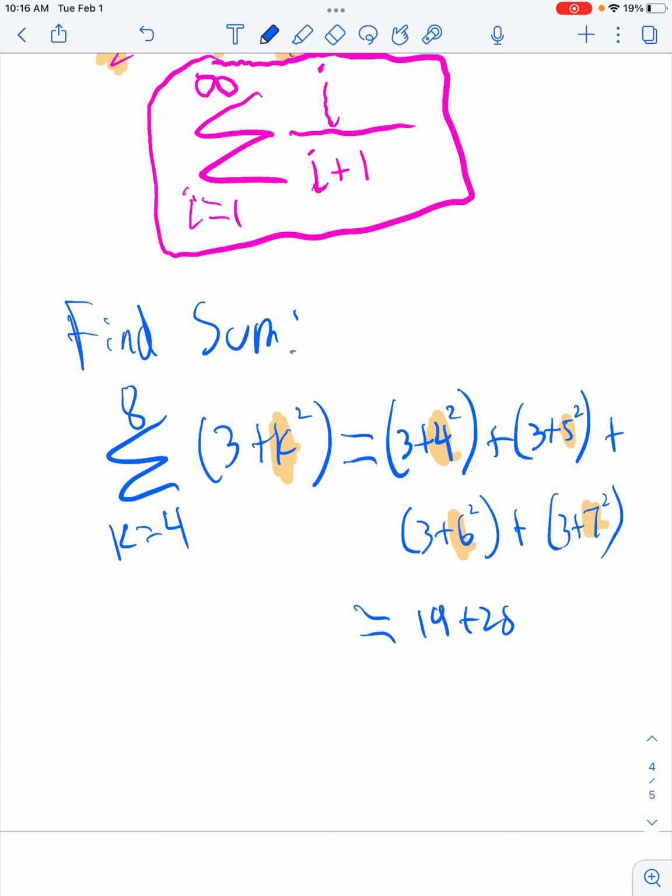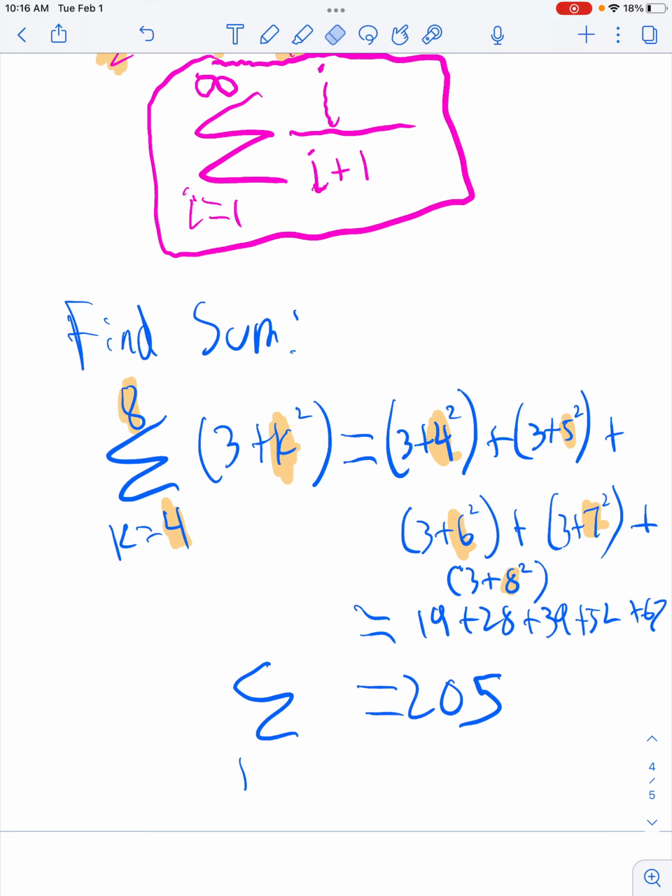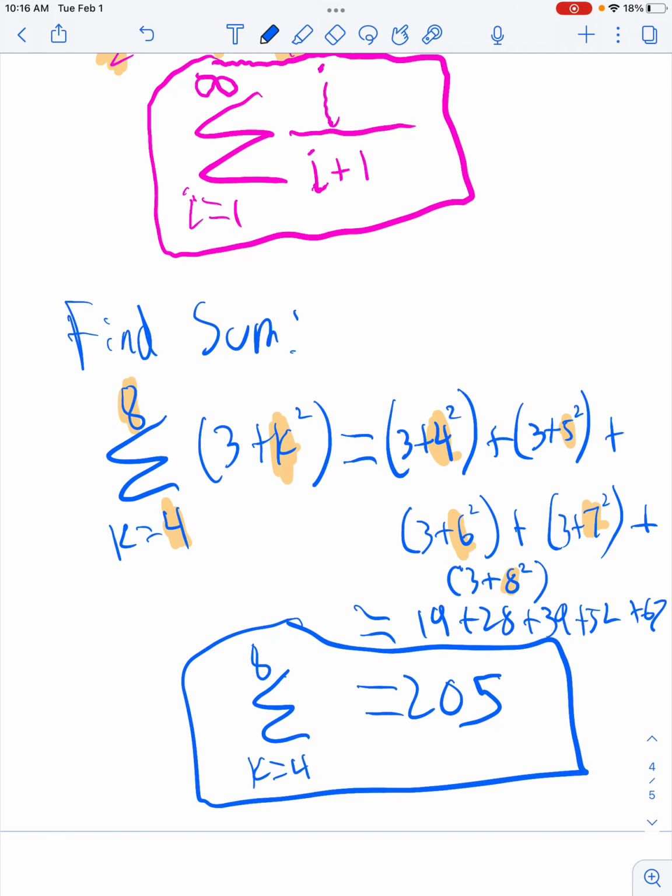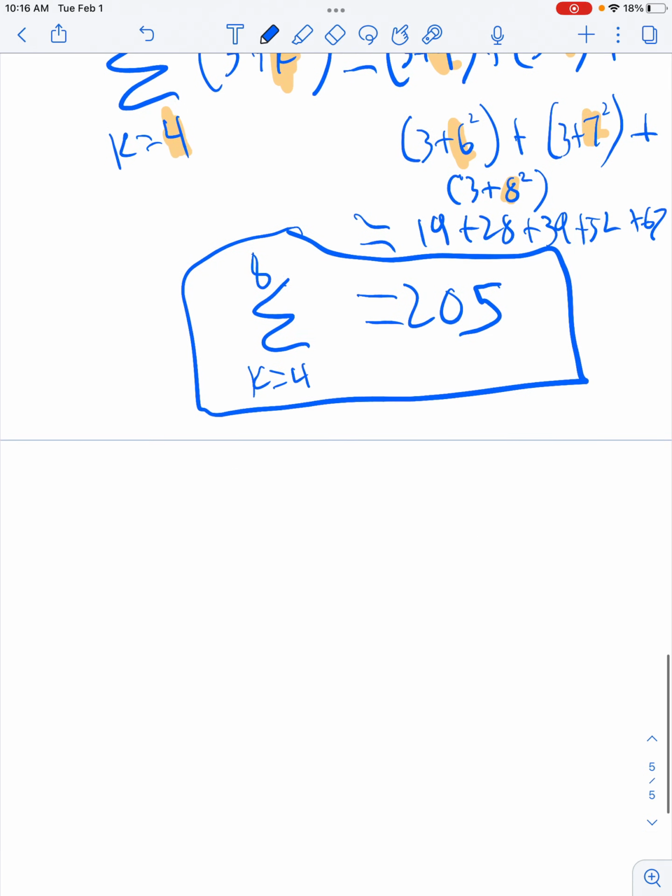So as I solve this, I get 19 plus 28 plus 39 plus 52. Oh, and I forgot one, plus 3 plus 8 squared, because I have to start at 4 and finish at 8, plus 67. And so this sum is going to equal 205. So that's gross. If I take this sum, k equals 4 to the 8th, it equals 205.